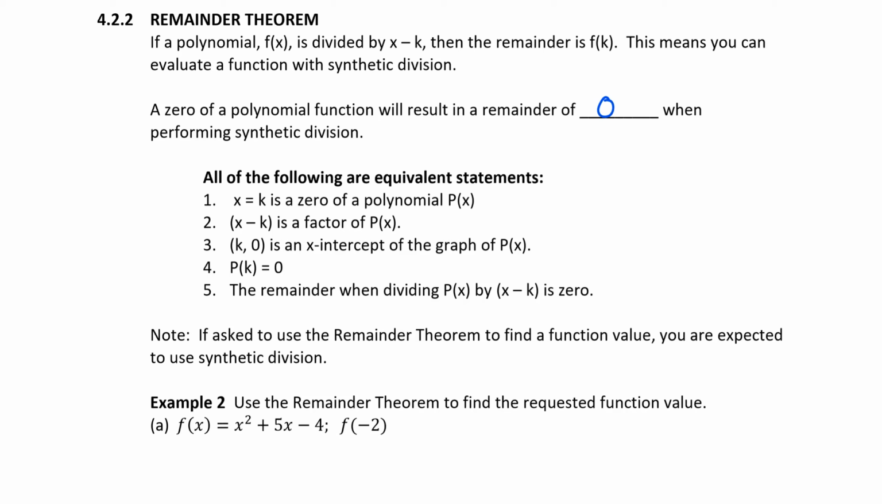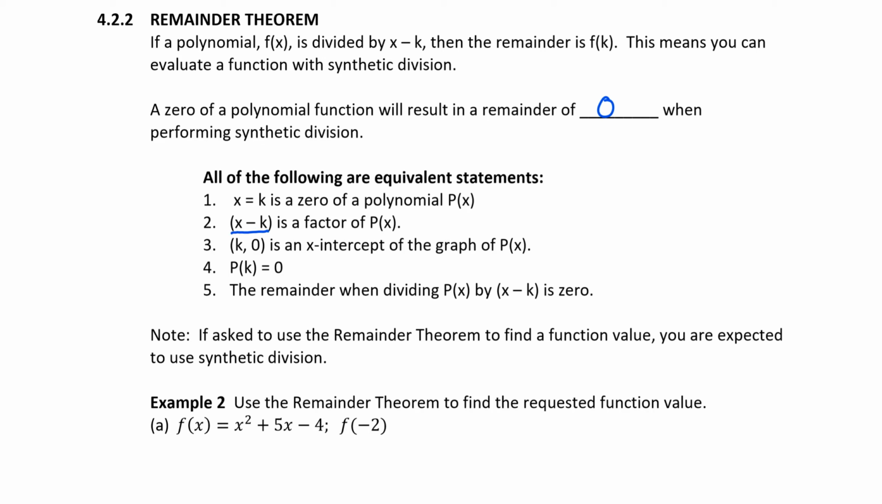So there's a lot of information here, and we've covered quite a bit, so this following list will help us to understand the notation for all these different aspects. All of the following are equivalent statements. Number 1, x equals k is a 0 of a polynomial p of x. Number 2, x minus k is a factor of p of x.